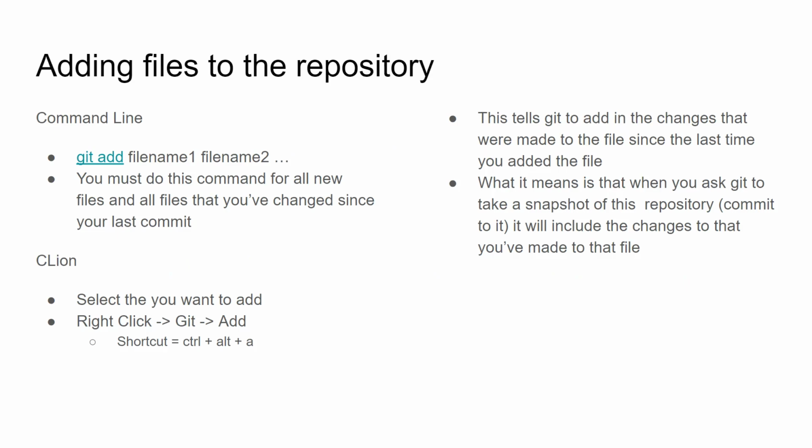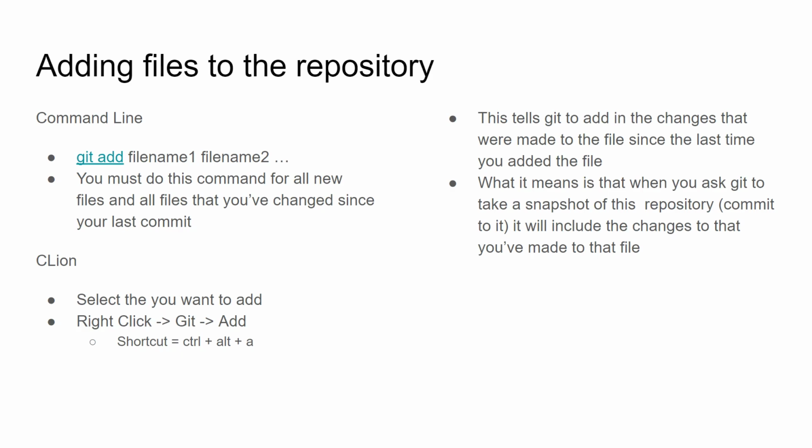If you want to add a file to the repository, it's git add. You list your file names. You have to do this command for all new files and all files you've changed since your last commit. In CLine, you would right-click on the file and then go to Git and then Add, or your shortcut is Control-Alt-A.